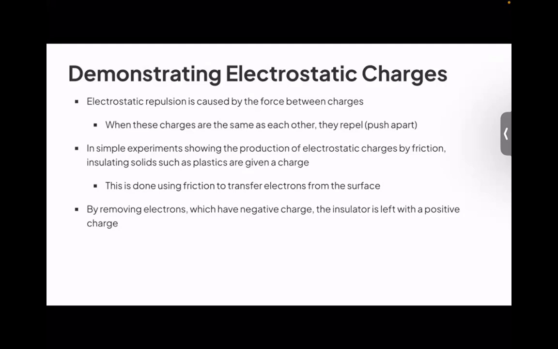And friction, basically, how do we do friction? We rub it. We rub any object, and basically that is what produces electrostatic charges.